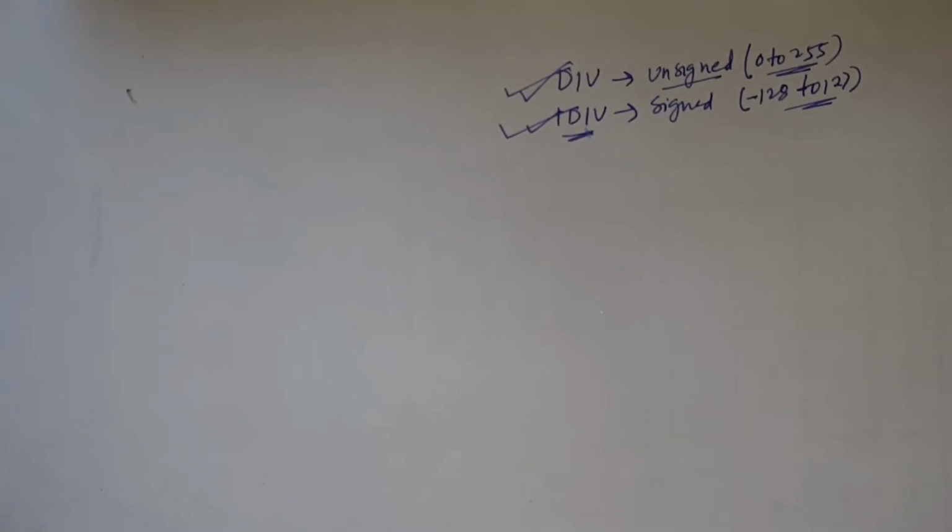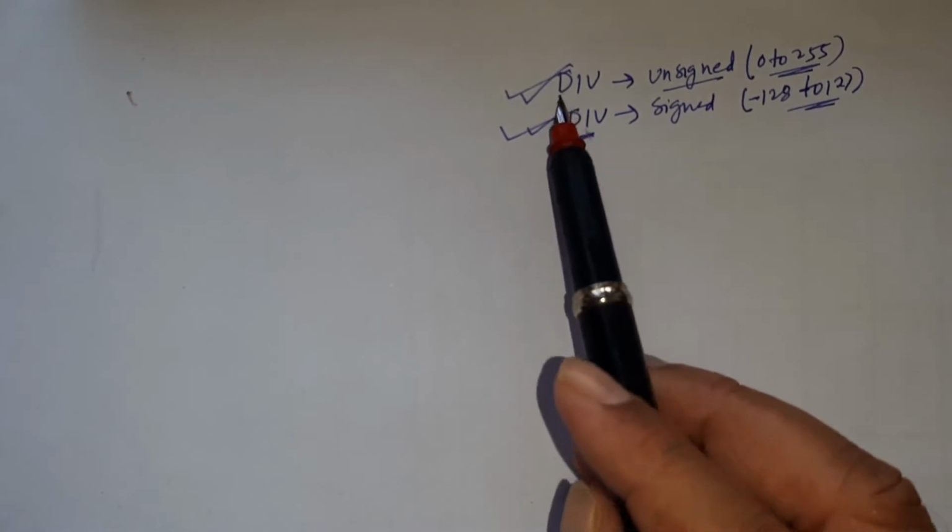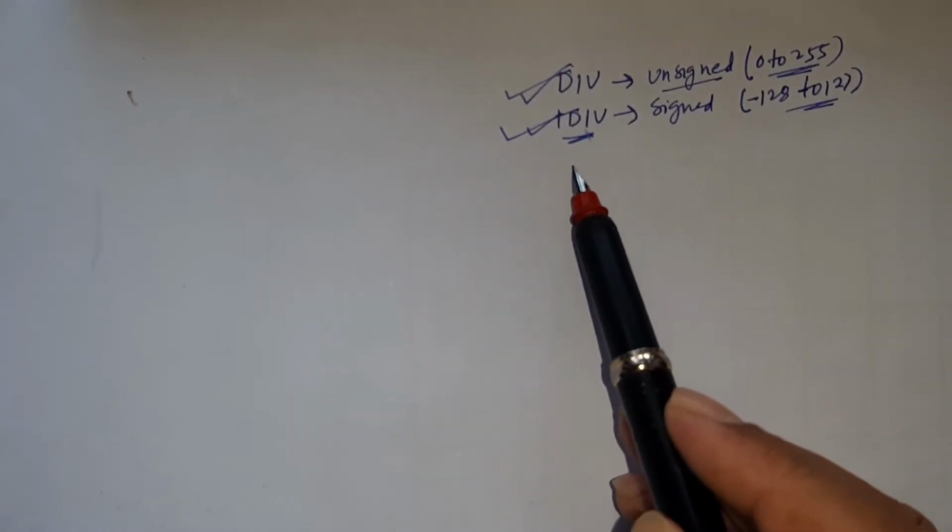Today I will discuss the division instruction in the 8086 microprocessor. As we know, there was no division instruction in the 8085 microprocessor. If you had to perform division in the 8085, you had to do it using repetitive subtraction. But in the 8086 microprocessor, we have two instructions used for division: DIV and IDIV.